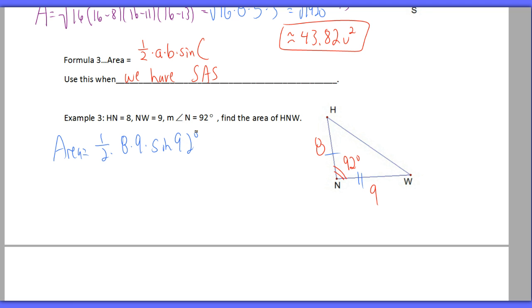I'm going to simplify it a little bit before I go to my calculator. 1/2 times 8 is 4. 4 times 9 is 36. So a simplified way to put it into the calculator is just 36 times the sine of 92. And that comes out to about 35.98 units squared.